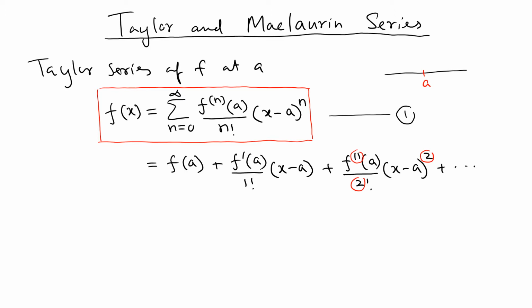Now if a equals 0, we call this a Maclaurin series. That's a very special case when a equals 0. So if we put a equals 0, we get what we call the Maclaurin series. That's a very special situation.